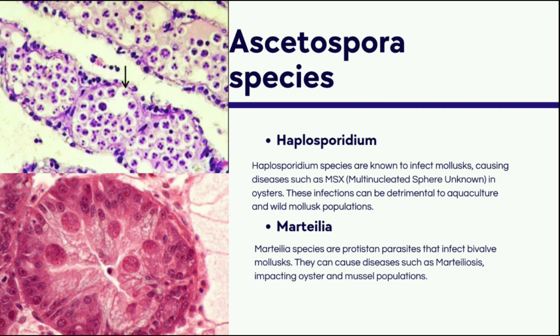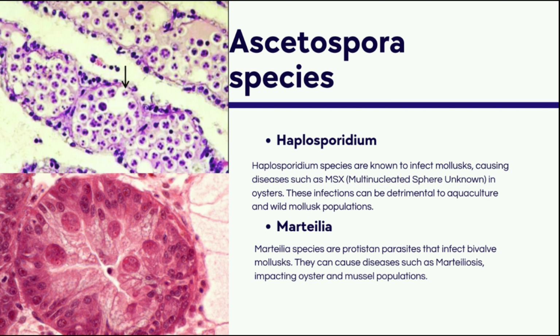For the last part of this lesson, I'm going to provide some species of Ascetospora. First, we have the Haplosporidium. Haplosporidium species are known to infect mollusks, causing diseases such as MSX in oysters. These infections can be detrimental to aquaculture and wild mollusk populations.